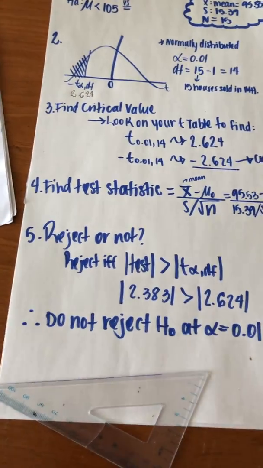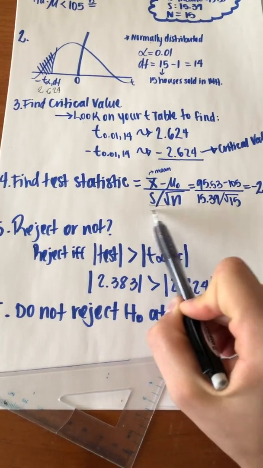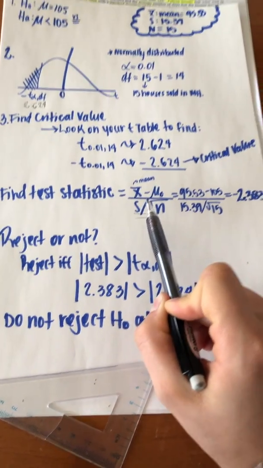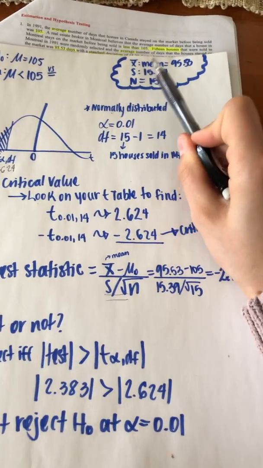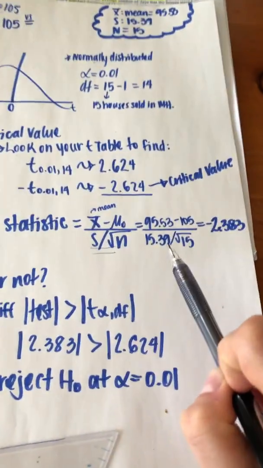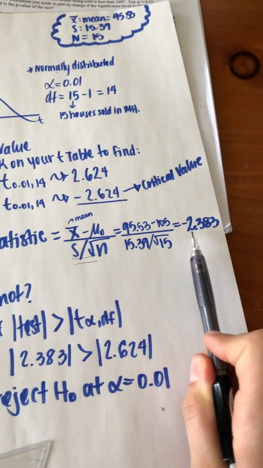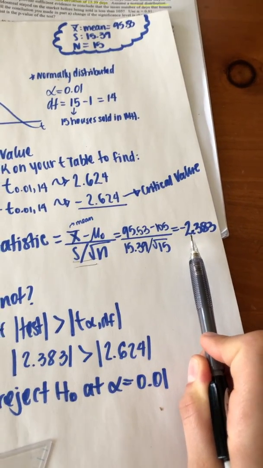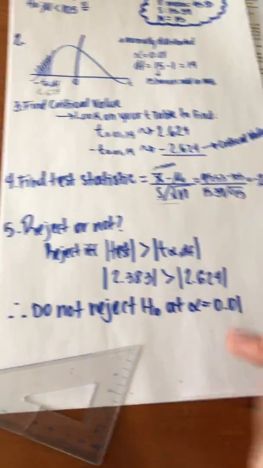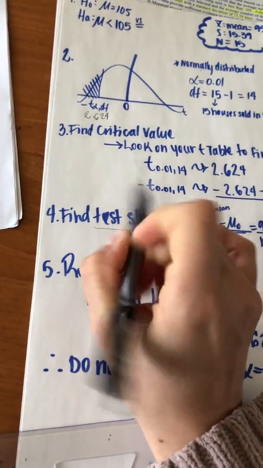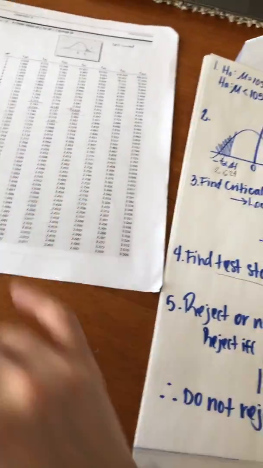So the fourth step is to find the test statistic. To find out the test statistic, we will use this formula over here. So we're gonna plug in our numbers. That's why I drew these little circles to help us. And after, you're gonna use your calculator and calculate. And it gives us minus 2.383. So we have our test statistic we just found, and we have our critical value that we found in our table just over here.